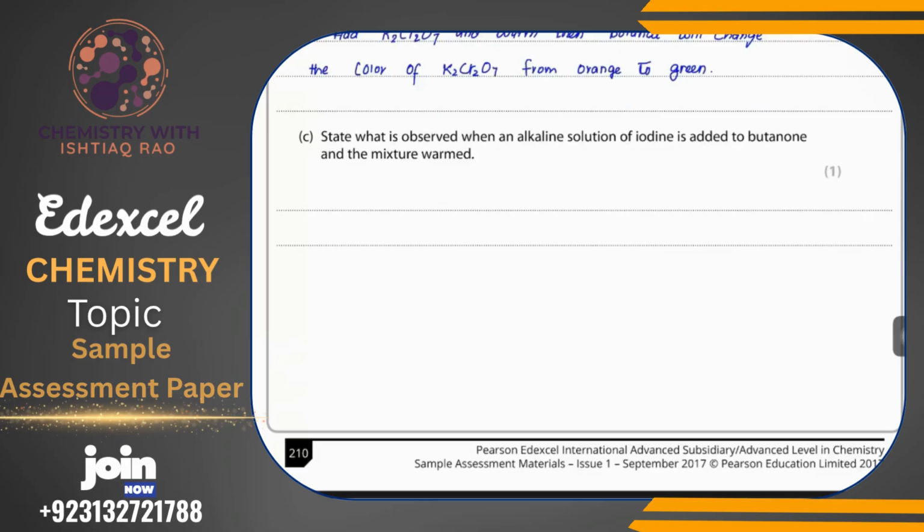State what is observed when an alkaline solution of iodine is added. Yeah, alkaline aqueous iodine. Iodoform is formed. That would be the white precipitate. Sorry, yellow precipitate. Yellow, yellow, yellow. So I'm supposed to write yellow precipitate.